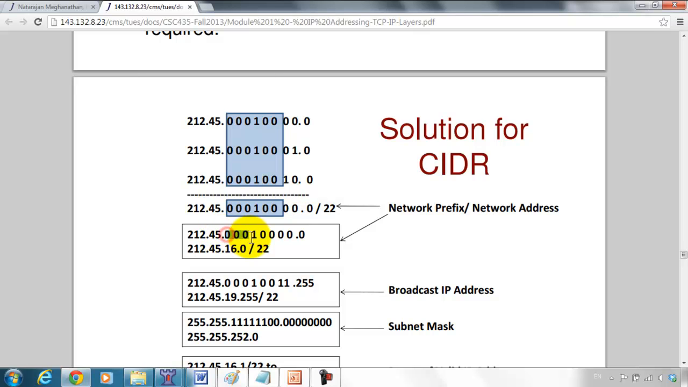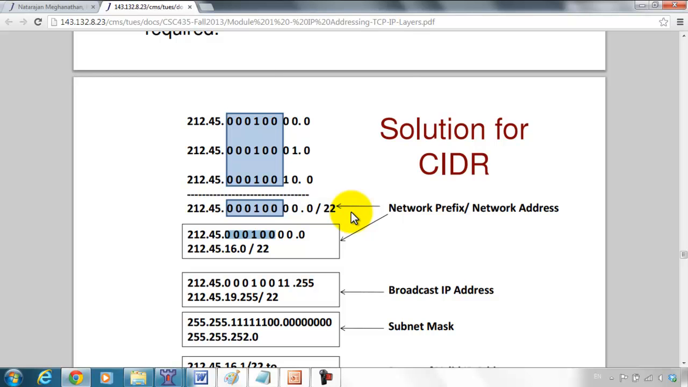The network address is this: the common bits, 212.45, and the 6 common bits. And then you have the host part, these 10 bits are all zeros. So it's 212.45, and if you look at just these 6 bits, it's going to be 16.0/22 to indicate the subnet mask. Okay? Basically, that indicates the number of bits for the network part here.